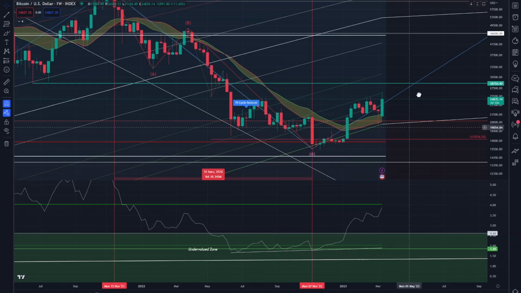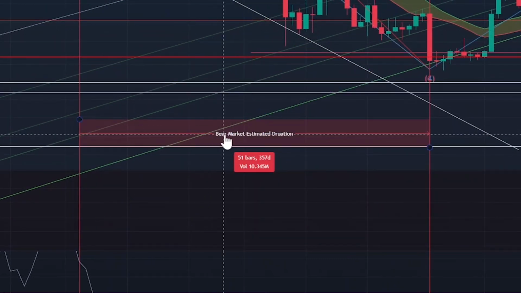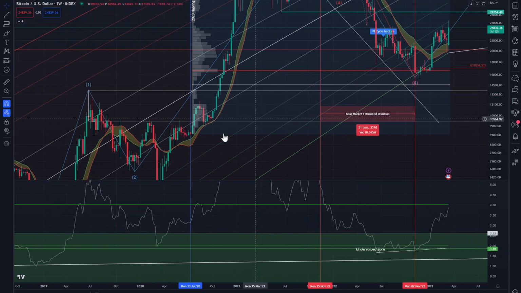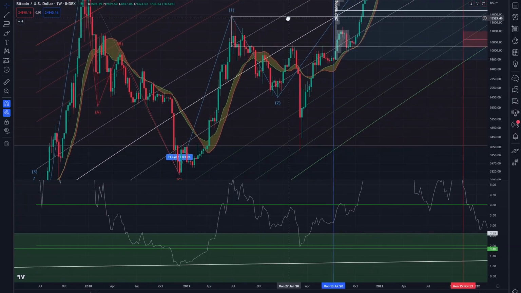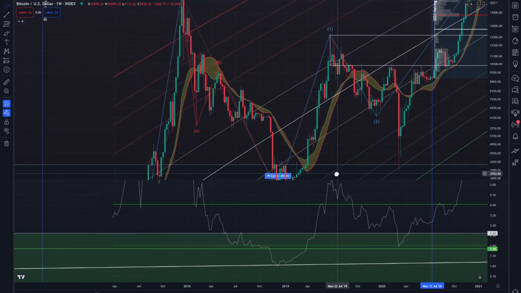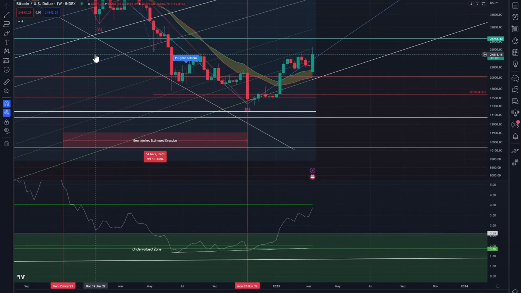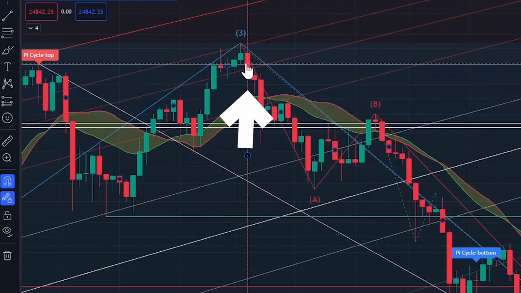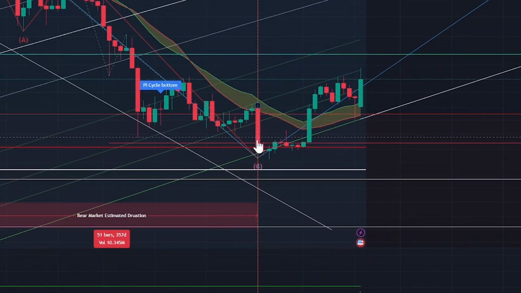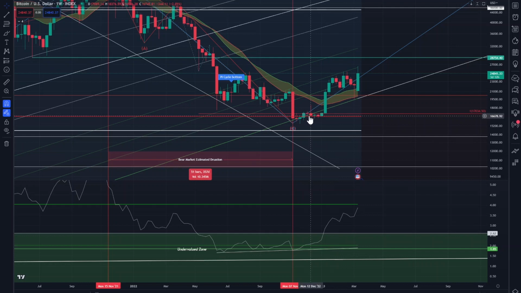The other thing I want to quickly point out is the bear market estimated duration, which is based on the amount of time the last bear market went for, which was back in 2018. And look exactly, if you see here, it's measured from the top, and then the FTX collapse was the end of that. So I find that pretty interesting.